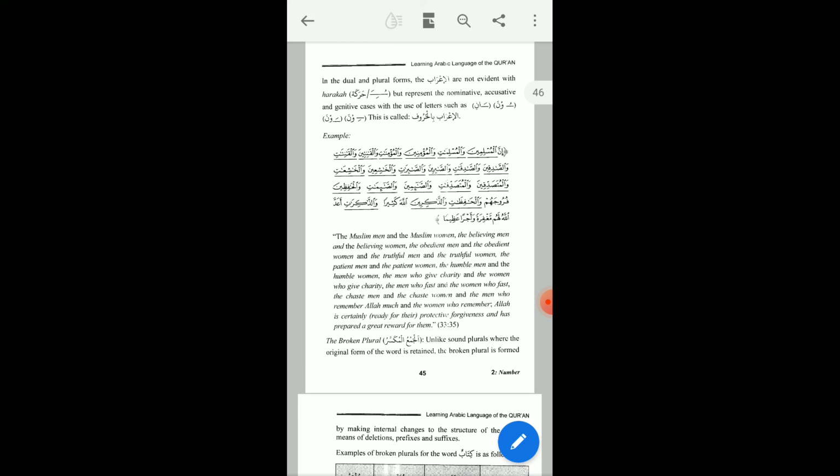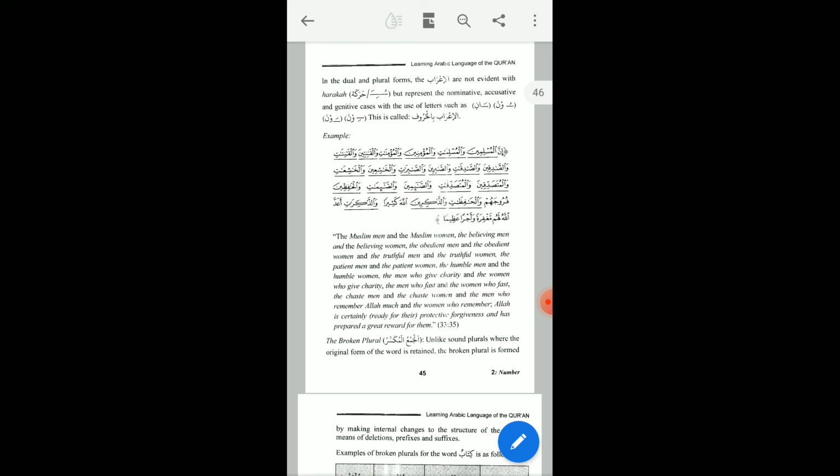Mu'minun, mu'minina, isn't it? Wal mu'minati, accusative case. Wal qanitina, accusative case. Wal qanitati, accusative case, feminine. Was sadiqina, accusative case, masculine. Was sadiqati, accusative case, plural, feminine. Was sabirina, those who are patient, masculine plural. Was sabirati, feminine plural.